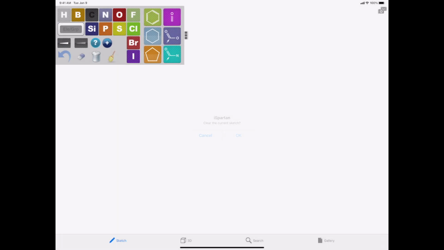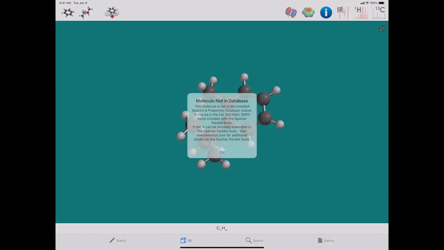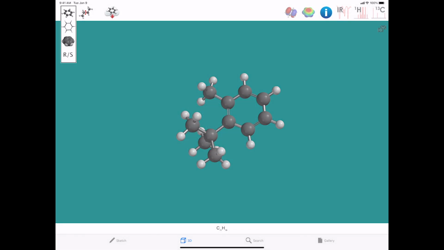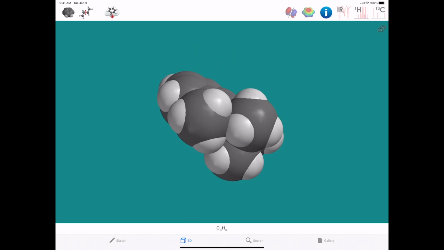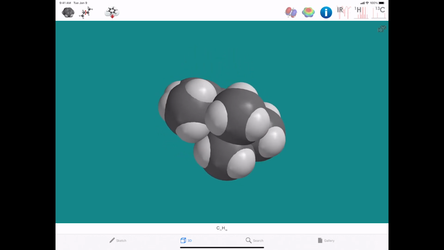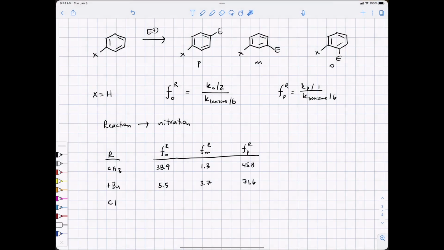Okay, I talked myself into it. Let's trash that and let's just do benzene, but let's put a t-butyl group on it, and then let's put a methyl group here and see the space. Oh, it's not in the database, but we can see the space filling model. Any substitution you put there is bumping into that t-butyl group. So sterics play a role here.